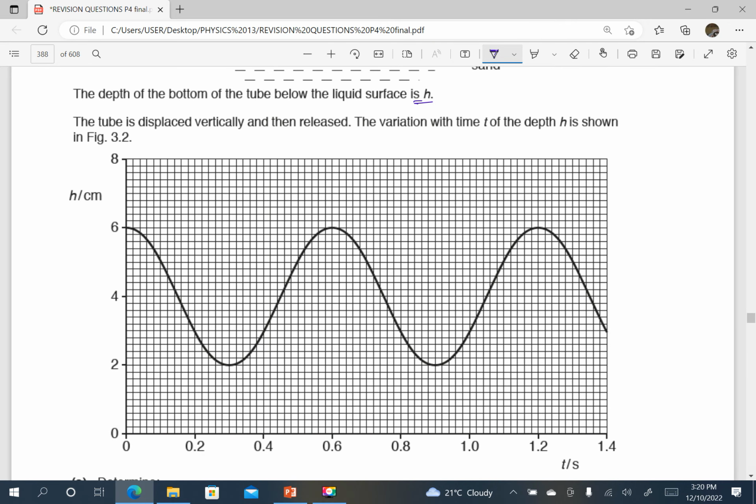The tube is displaced vertically and then released. The variation with the time t of the depth h is shown here. So h starts at t equals 0, h is 6. It goes to 2 and back to 6 and so on and so forth. So I will say 6 plus 2 divided by 2, that is 4. So at 4, we have the equilibrium position at h equals 4. So I will draw a horizontal line along 4 to act as my reference equilibrium position.